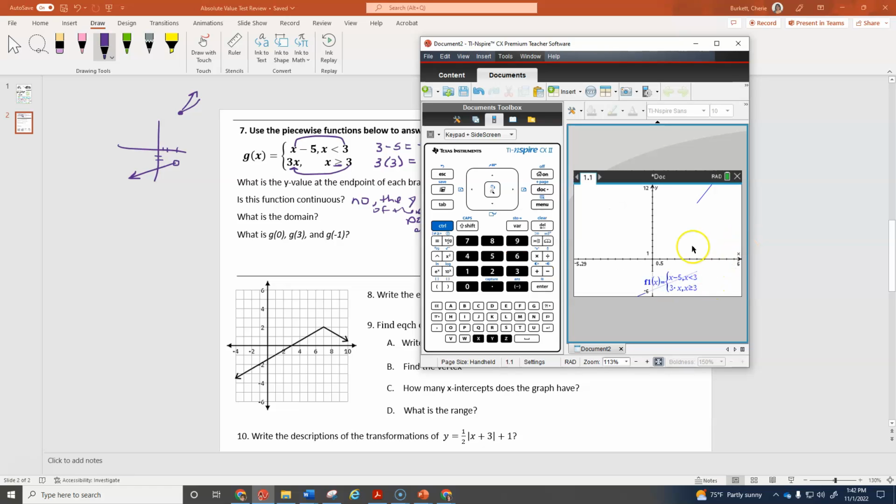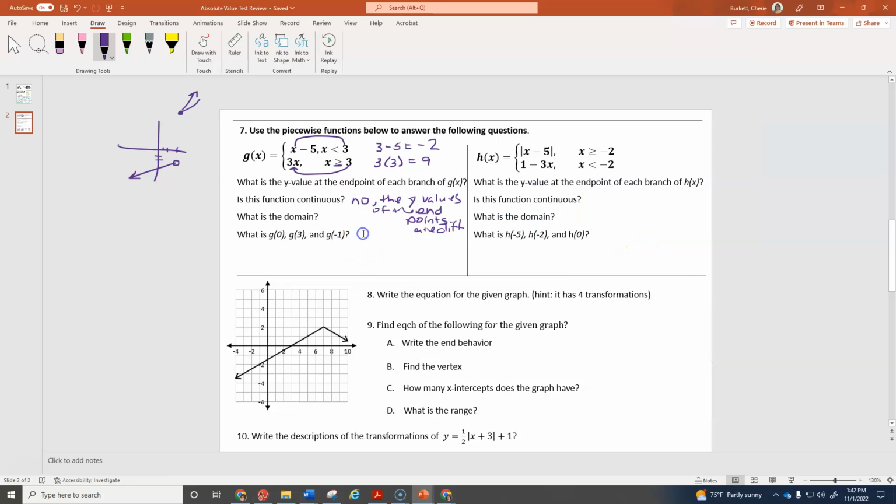Okay, now we can see it. So we've got part of it being graphed up here, the other part being graphed down here. It's hard to see the open and closed dot, which is why you have to pay attention to that. So it's not continuous. What is the domain? If these two numbers are the same, then the domain is going to be all real numbers. That should be easy. Negative infinity to positive infinity.